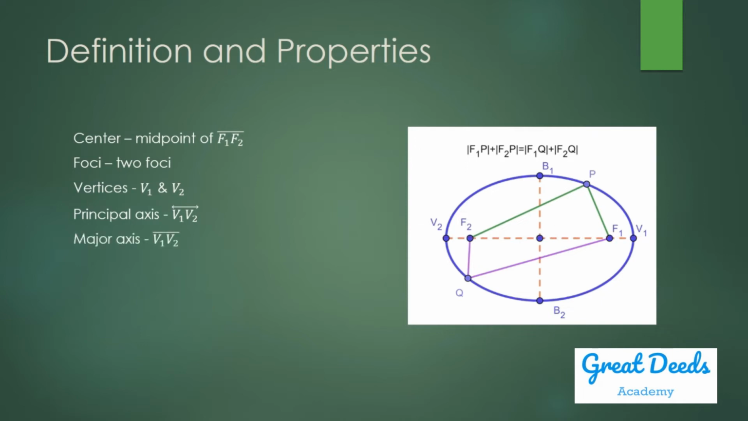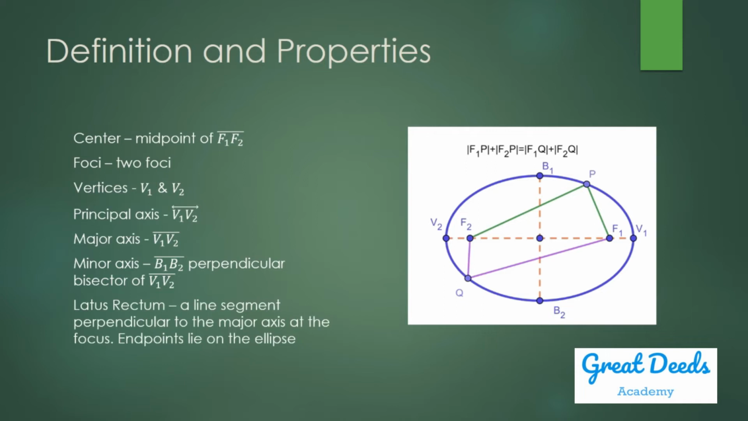The major axis is the line segment that connects the two vertices. The minor axis is the perpendicular bisector of your major axis.